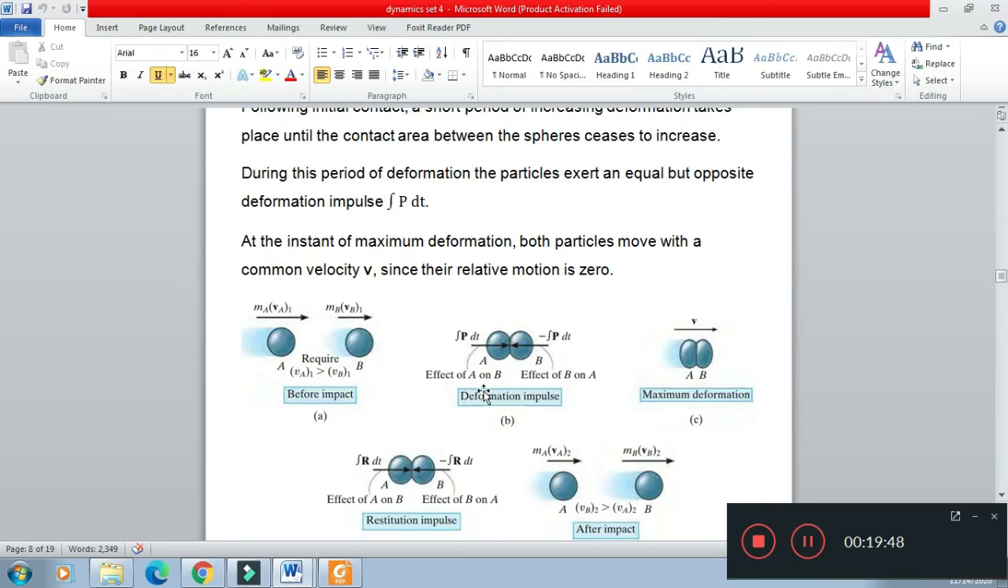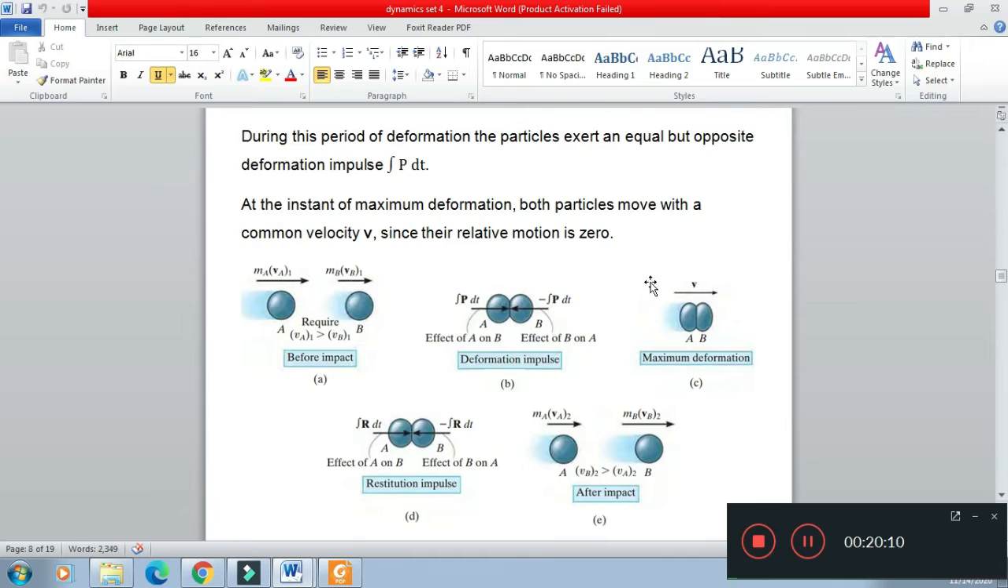Now this is the deformation phase. In the deformation phase, the two particles come in contact and they try to merge with each other, and the shape of the two particles is changing, they are deforming. Then in the third phase, there is maximum deformation. A and B are maximum deformed and they move with a common velocity, which is v.